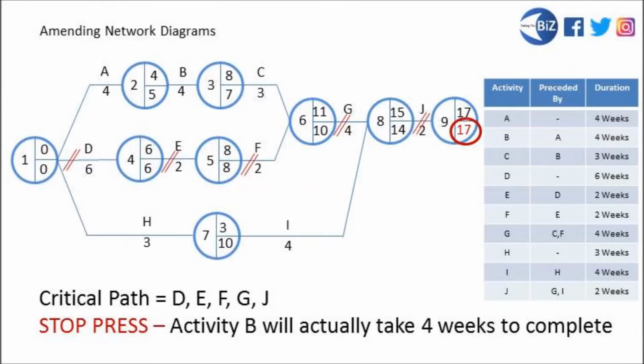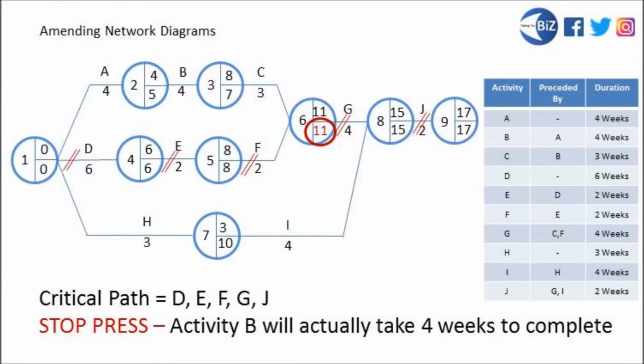Let's kick that off. 17 weeks minus the 2-week duration of activity J means that in node 8, we're going to change the latest finish time to 15 weeks. And let's keep going. That latest finish time of 15 weeks, we're going to deduct the 4-week duration of activity G. And in node 6, the LFT is not 10 anymore.